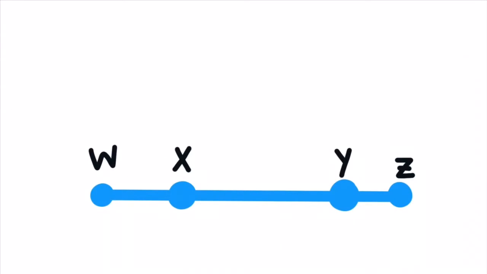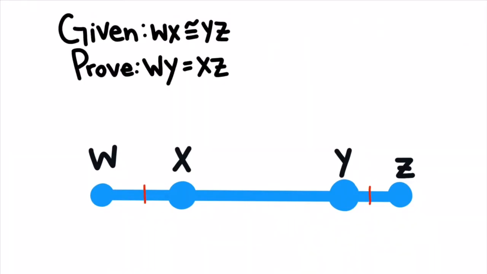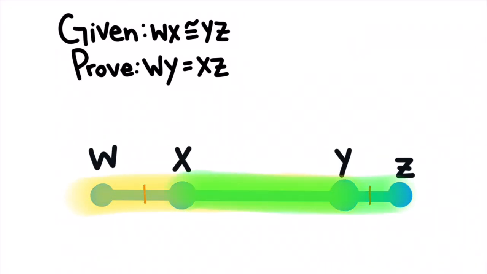So I got a simple example proof from the geometry book in lesson 2.7. This problem is number 2 on page 147. Let's write the given, prove, and draw out the picture. Okay, so WX is congruent to YZ. Prove WY is equal to XZ.